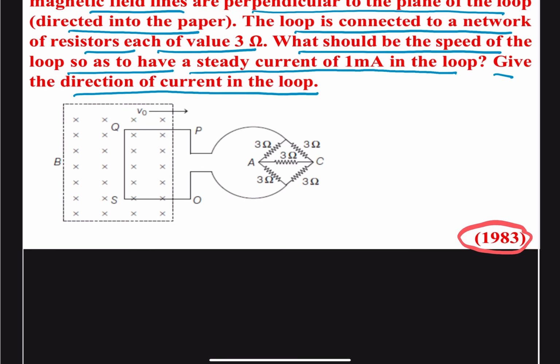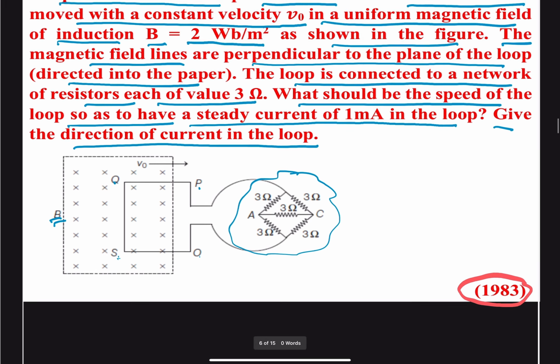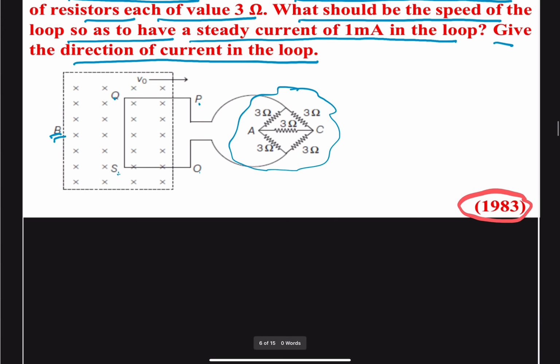So we have a magnetic field B, and in this there is a loop PQSO that is connected with a bridge, and we have to find out the speed with which the loop is moving. It is given that it moves out with a constant velocity of V0. So we have to find out what this V0 will be.